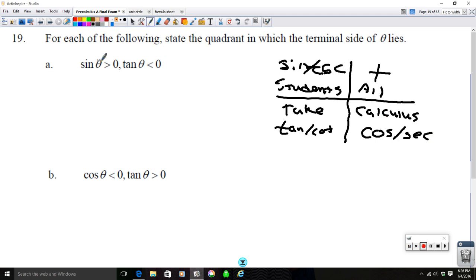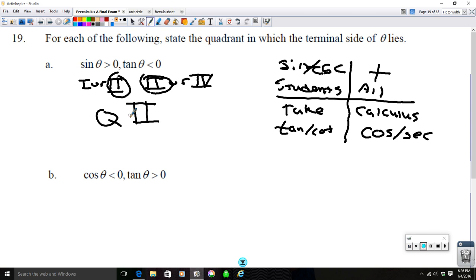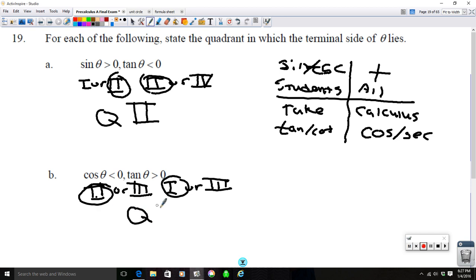So what I did here is I looked at this piece of it, and I know sine is going to be greater than 0, or positive, in quadrants 1 or 2, and tangent is negative in quadrants 2 or 4. So therefore, where it works for both means we are in quadrant number 2. Letter B, tangent is negative in quadrants 2 or 3, and tangent is positive in 1 or 3. And then again, what's in common between the two is quadrant 1. So for letter B, that is going to be true in quadrant 1.